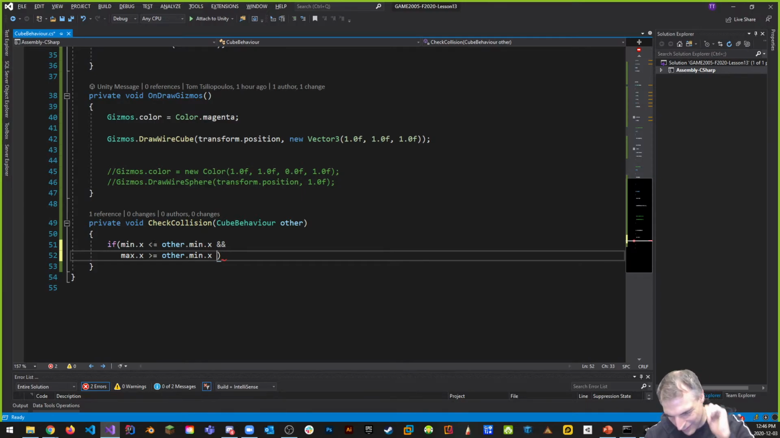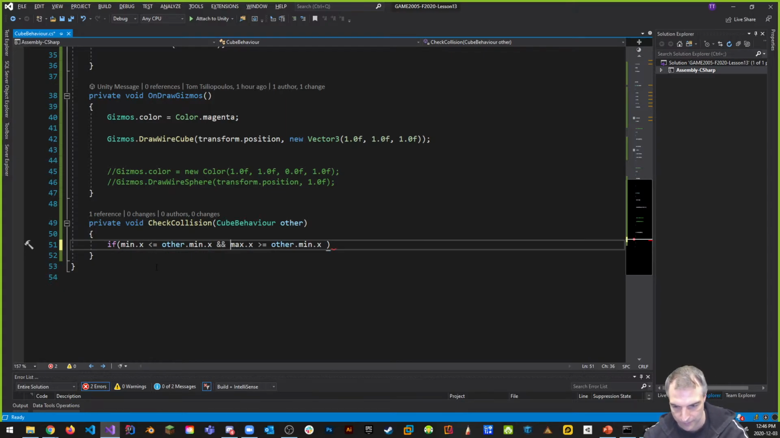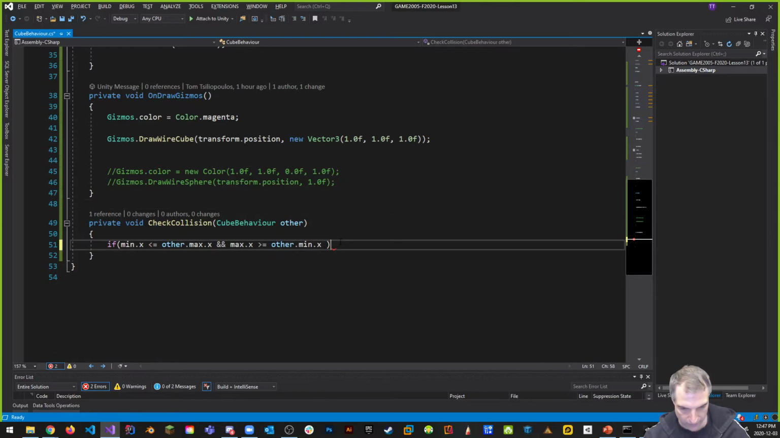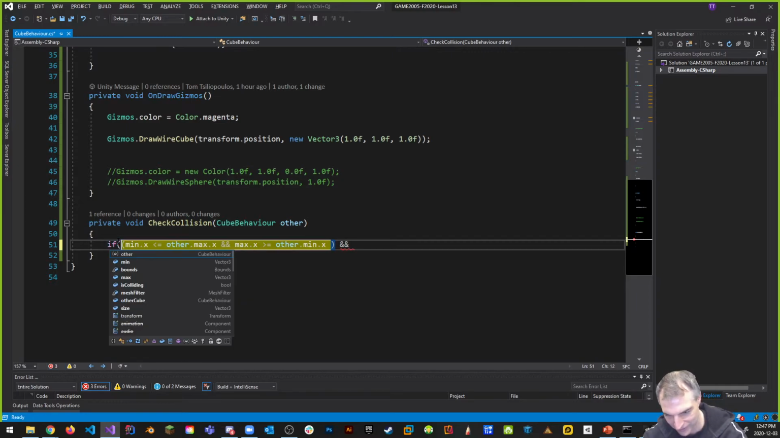Now, again, they've broken it down different ways. So I'm just breaking it down this way. They've done min x is less than other dot max x, sorry, it should be other dot max x, and max x is greater than or equal to other dot min x, right? They're adding ands here, which is fine, which means we have to have an extra bracket out here.